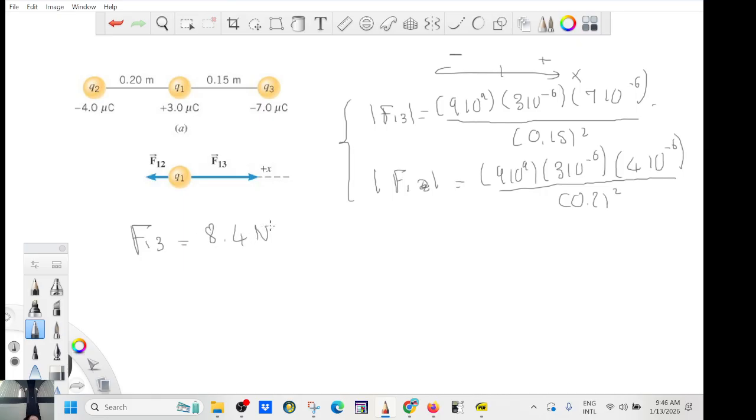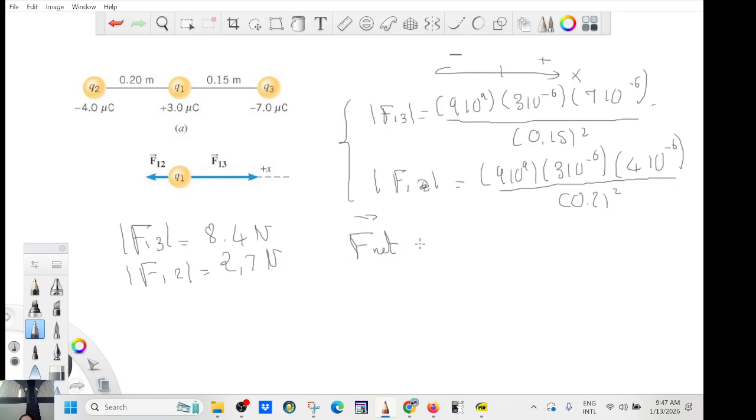Tell me your name if you participate. And then 1 and 2, it's going to be 2.7 Newton. Do you agree? And again, this is just magnitude. But now we have to remember that it's a vector, okay?